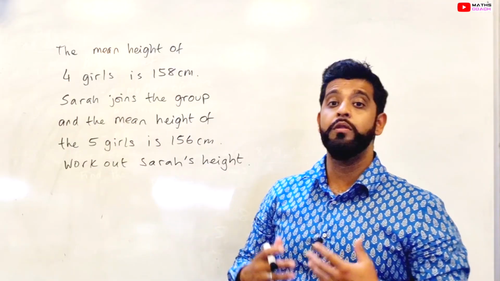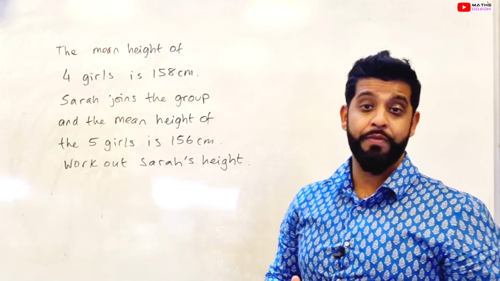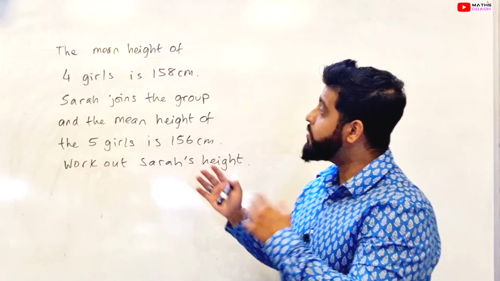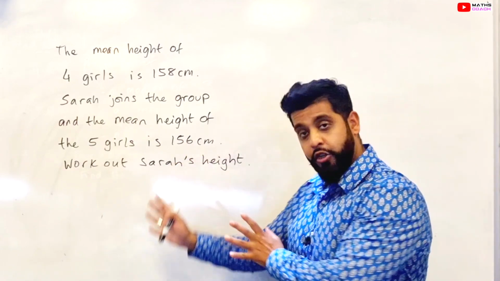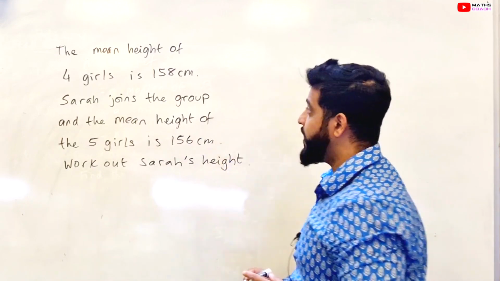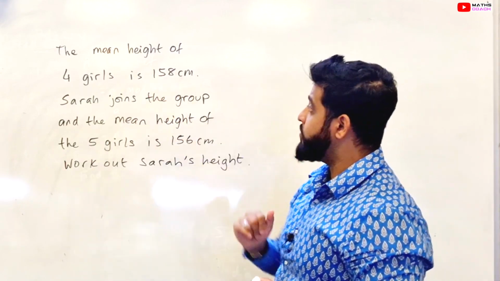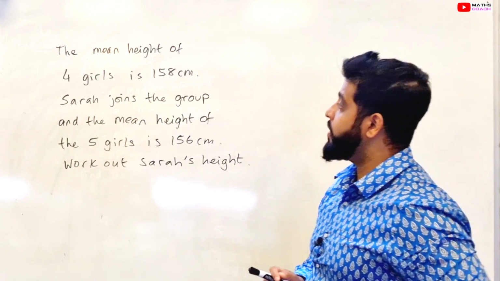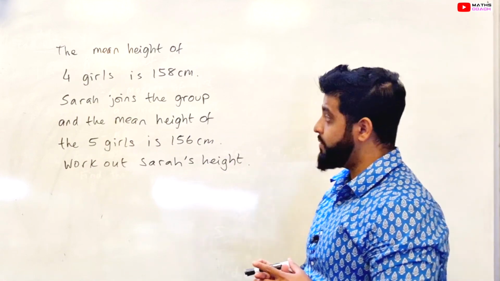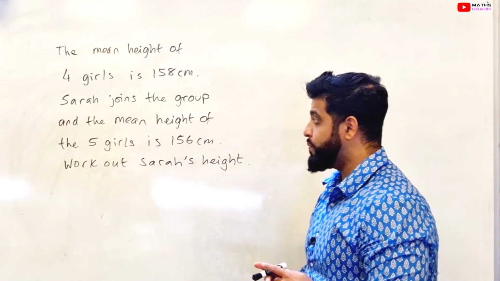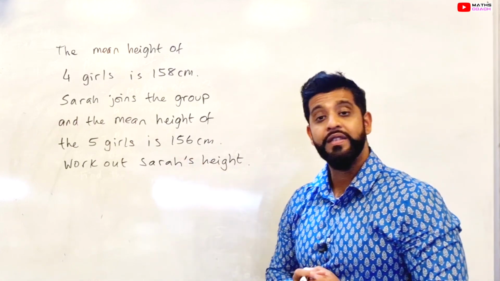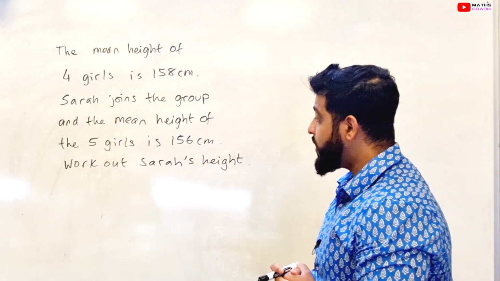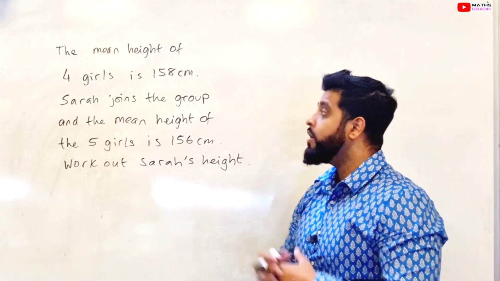Now, before we go on to the more challenging type of question that you could be asked for a topic like this, I want to go to a question which is sort of in the middle, intermediary from what I've just shown you to the more challenging types of questions. The question reads, the mean height of 4 girls is 158 centimeters. Sarah joins the group and the mean height of the 5 girls is now 156 centimeters. Work out Sarah's height. So what's going on here?